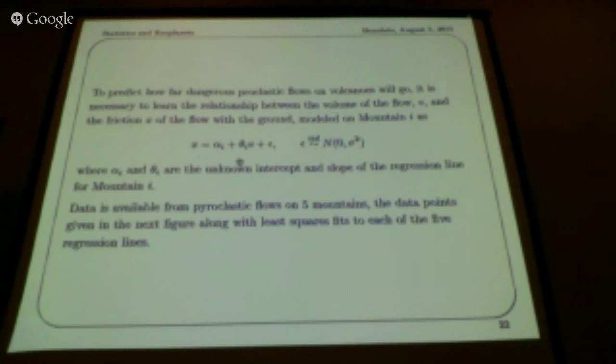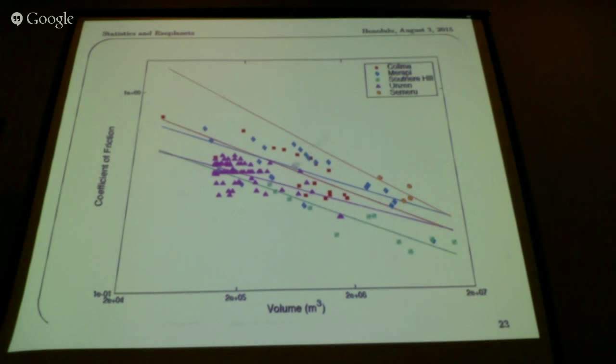So we have unknown parameters, alpha_i and theta_i. And interestingly, we have this information from five different mountains. Here are the five different mountains, each have a symbol here. So you can kind of see the data from each of the five. And then just an ordinary regression line is fit through those data.